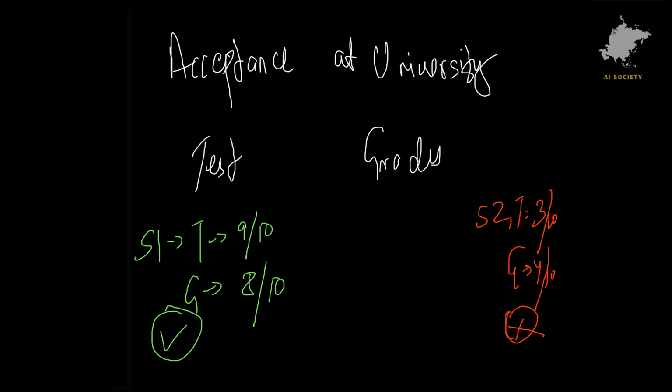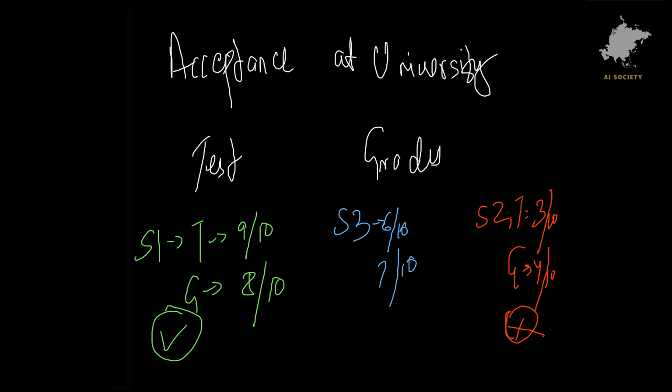Now let's say there is a student S3, and this person has scored, let's say, 6 out of 10 in the entrance test, and 7 out of 10 in grades. So should this student S3 get accepted at the university or not? Some people will say yes, some people will say no, but we want one solution, right? We want either to accept or reject. That is why we will try to build a model that will be able to predict whether this student S3 should get accepted at the university or not.